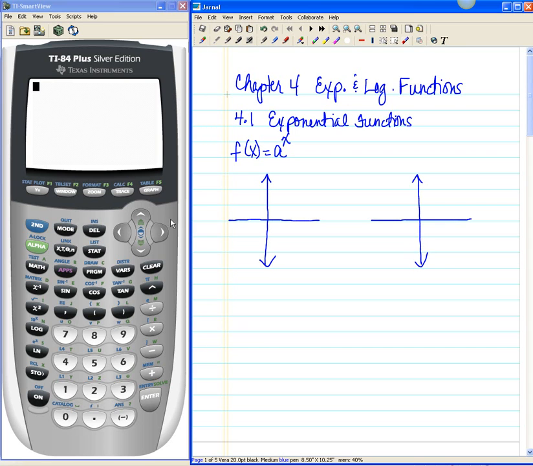Hi, let's take a look at Chapter 4 and review it briefly. Section 4.1 began the chapter with the talk of exponential functions, and if you recall, an exponential function is a graph of the form y is equal to a to the x, where a has to be greater than 0 and a cannot be 1.